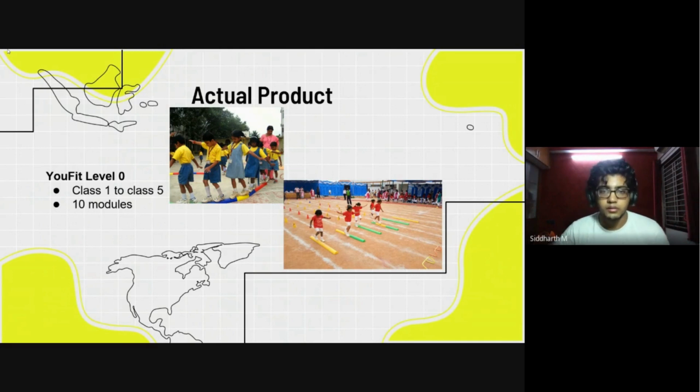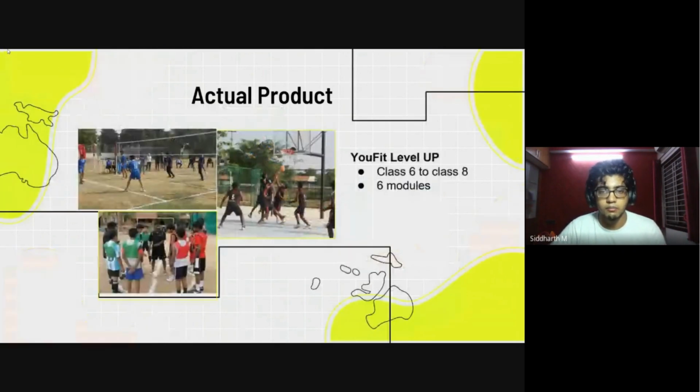The contents of these modules would be exercises that are scientifically approved and drills that are being performed at top level fitness institutions across the world. It would also give students information about nutrition and what they need for that age. Each class will have one module per term, so they'll have 2 modules in 1 year. So class 1 to class 5 will have 10 modules totally.